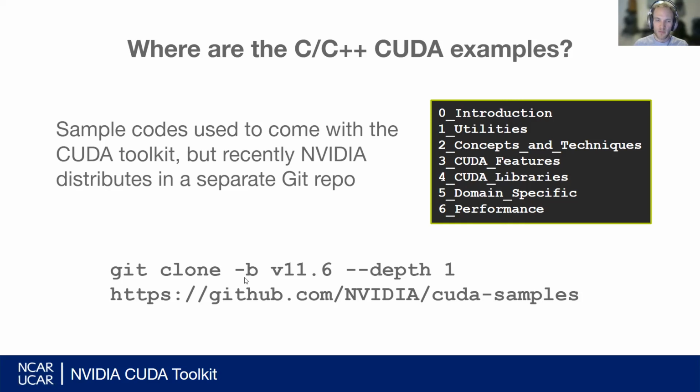You can specify the branch so that it matches the version of the CUDA toolkit you're using at runtime. And this depth one, just make sure that you only download this branch instead of the files from the whole repository. But if you leave those off, you'll get all the versions when you do the clone. And then you can move back and forth within them.